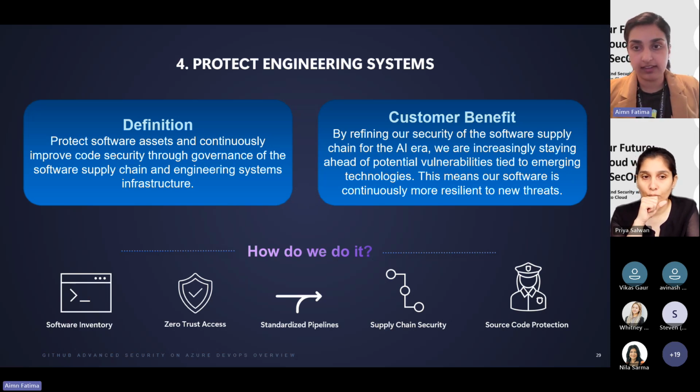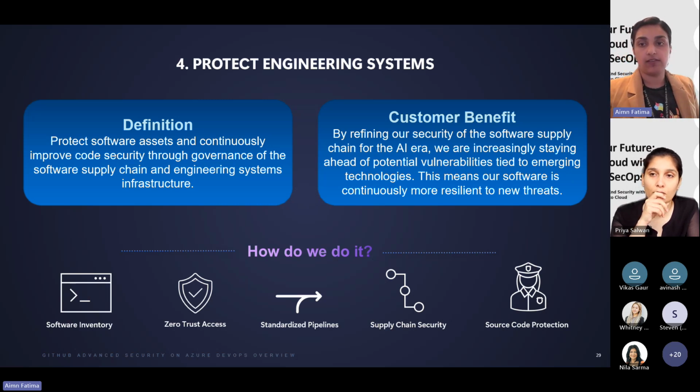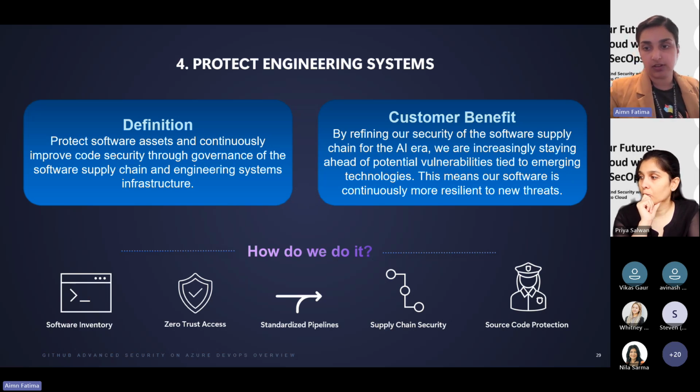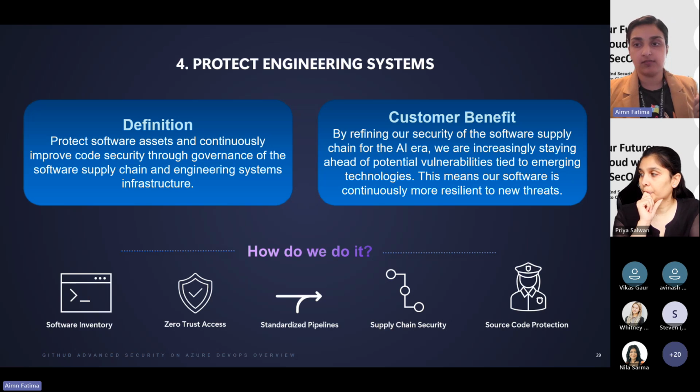And how do we actually do this? We build and maintain a comprehensive inventory of all of our software assets. We secure all access to our source code. We follow best security practices for all source code deployed in the production environment. And we also secure the software supply chain itself to protect the Microsoft production environments.